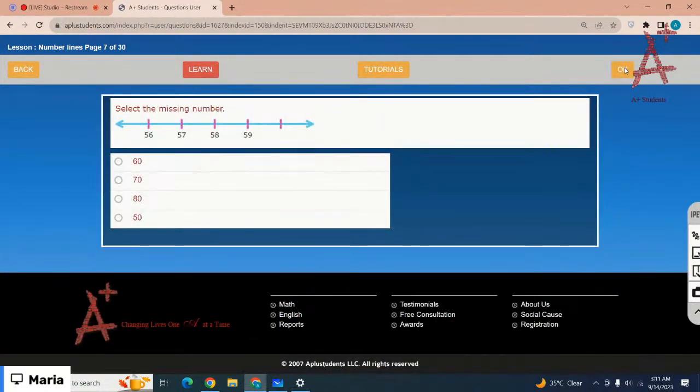Select the missing number. So which number is missing? What is the number right next to 59? That would be 60. The correct option is 60 because when counting after 59, you have, very good, that is 60.